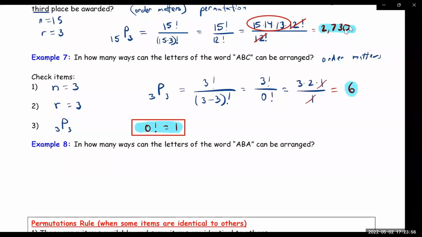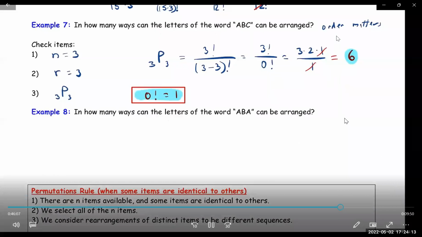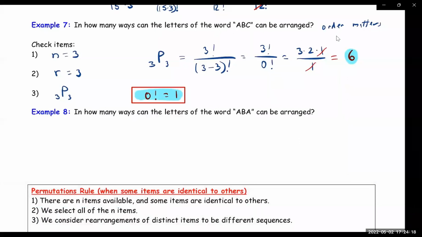All right, so that's how you do that. All right, let's look at the next one. And how many ways can the word ABA be arranged? This one's interesting. ABA. All right, let's see if we can figure out this one. Well, let's see. So this one's a little bit interesting.